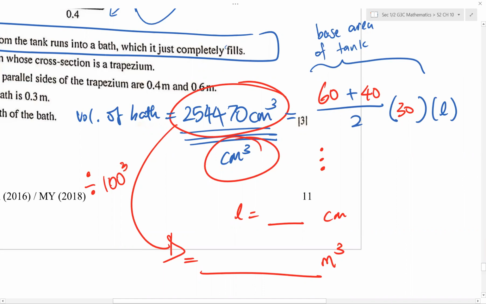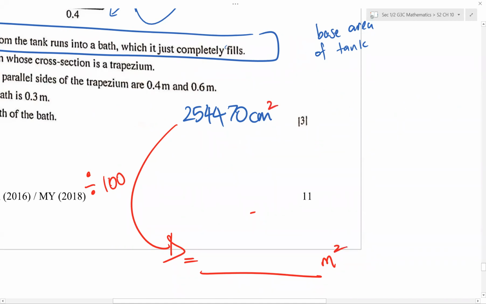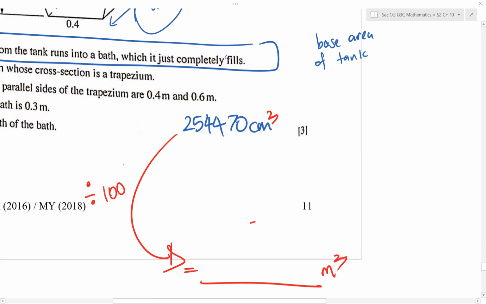Now look, guys, all look up, revision. You will be tested on this. If I change this to just cm, okay, remove everything. From cm to meter, what do? Divide by 100. From cm square to meter square, what do? Divide by 100 square. From cm cube to meter cube, what do? Divide by 100 cube.